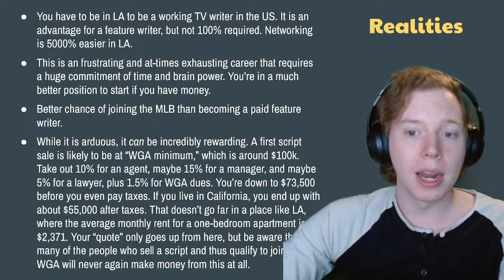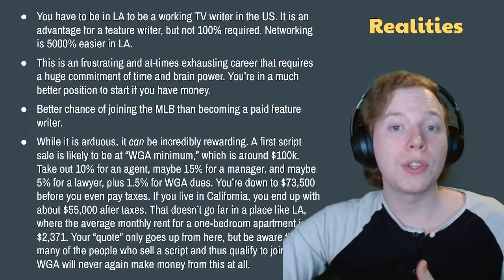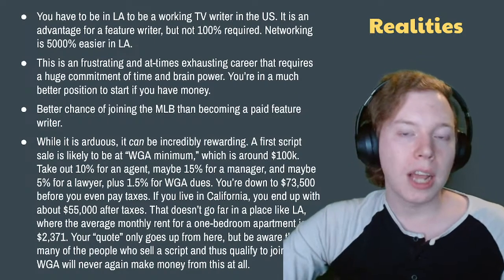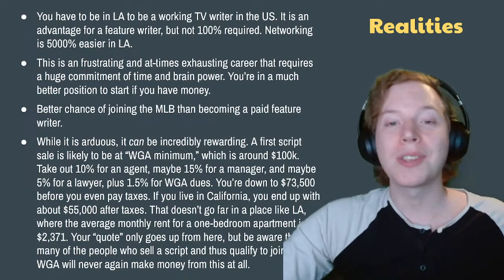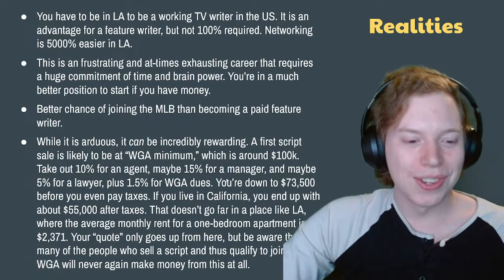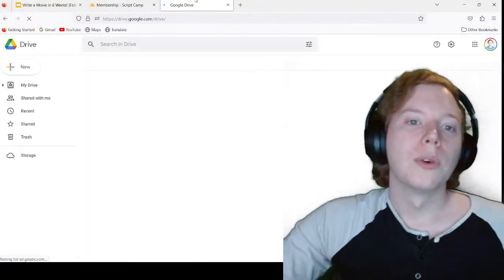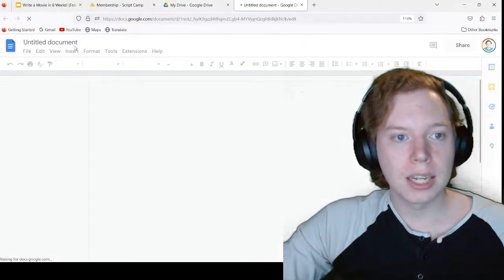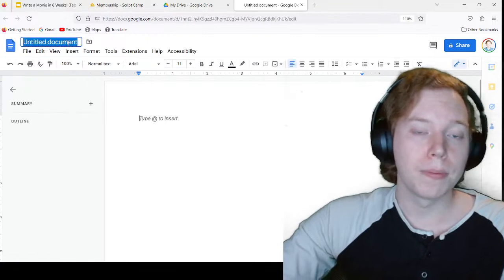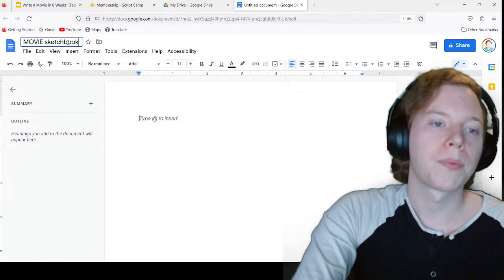I'm not going to read it out, but I do just want to say, let's get ready to start typing in your sketchbooks. Let's make sketchbooks. Let's go to Google Docs right now. You're going to go to Drive. You're going to click the New button, and you're just going to make a new document. At the top, you're just going to call it the name of your movie and sketchbook. If you don't know what your movie is yet, I'll just call it Movie Sketchbook.